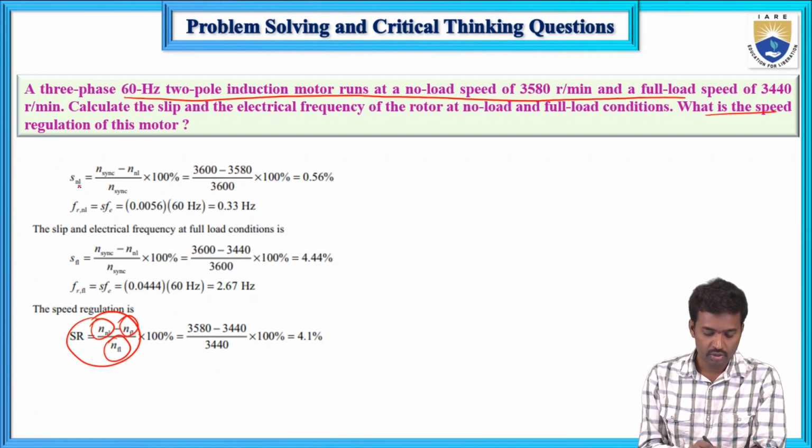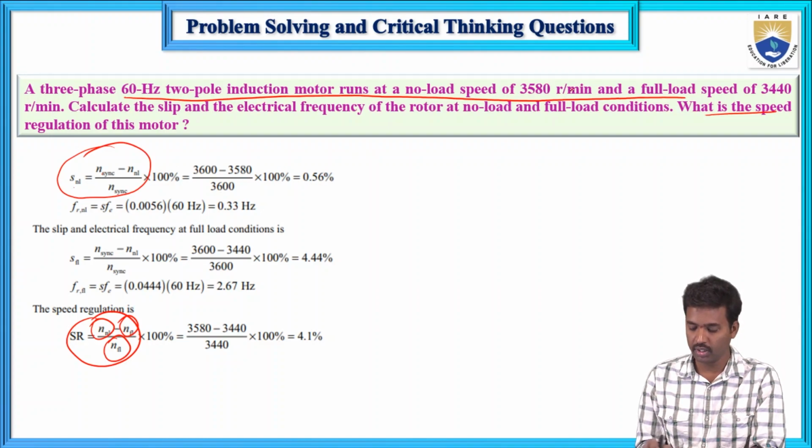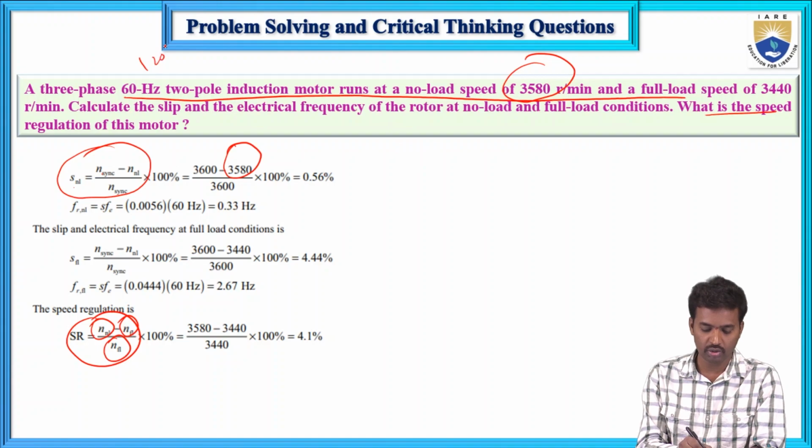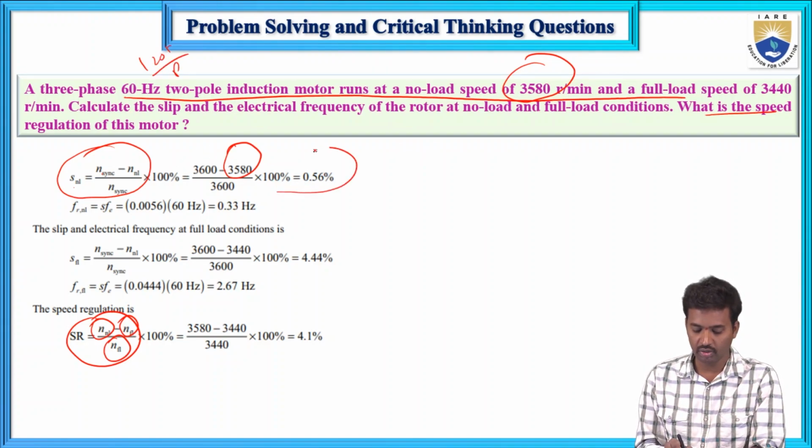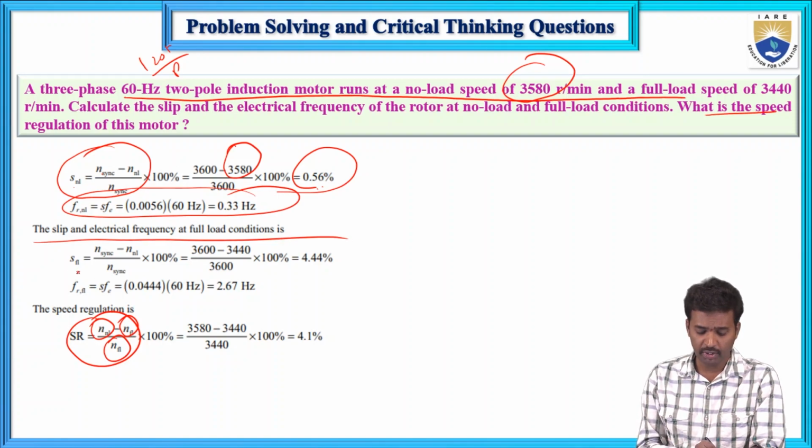So now, the synchronous speed at no load: 120 f by P, and the slip at no load. The speed is 3580 and the synchronous speed, if you do 120 f by P, is 3600. From this you can calculate the slip value and the frequency value, and the slip at full load value. This is the full load frequency.